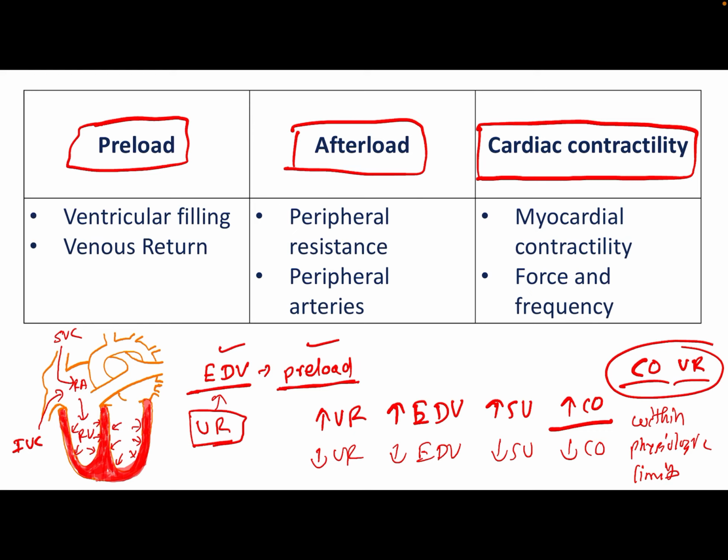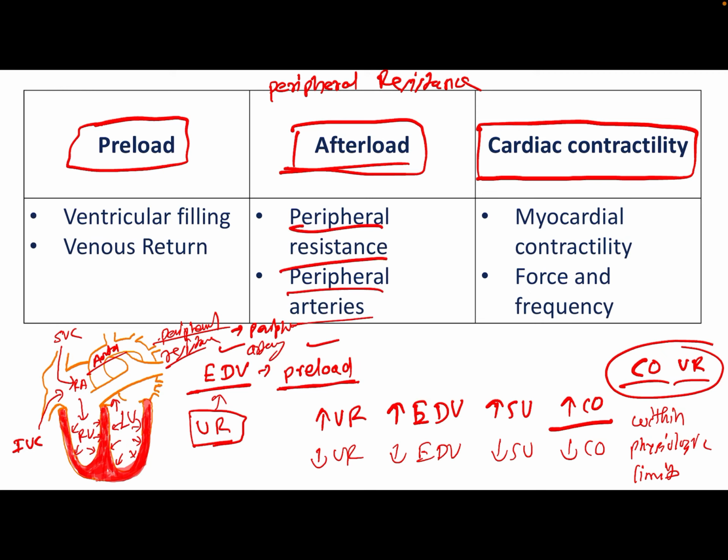Okay, so the next one is afterload. In afterload, peripheral resistance is important. The left ventricle is pumping blood into the aorta against peripheral resistance. What is this peripheral resistance? It is the resistance offered by the peripheral arteries. So it is important for the afterload condition.